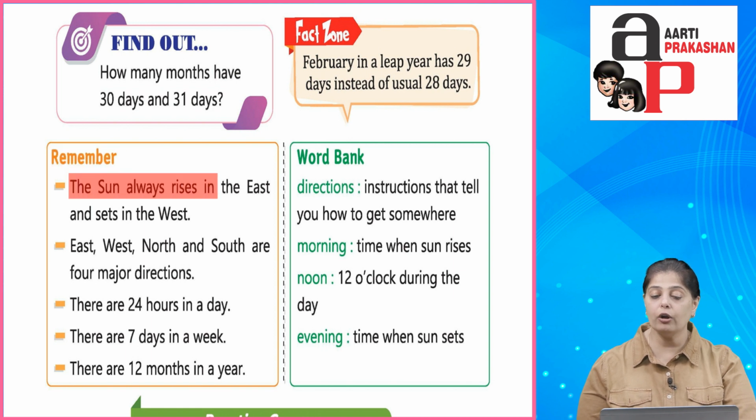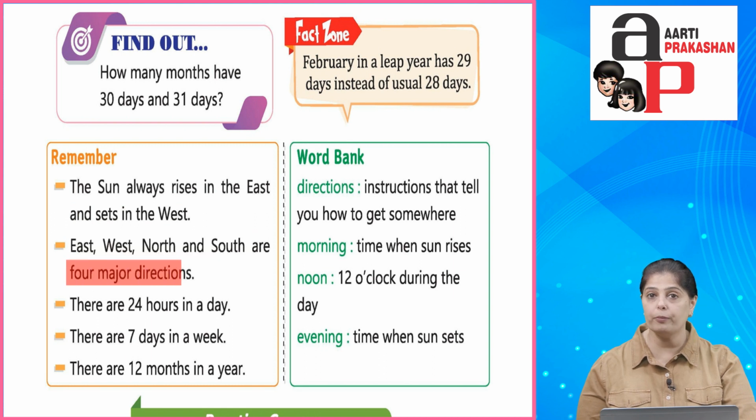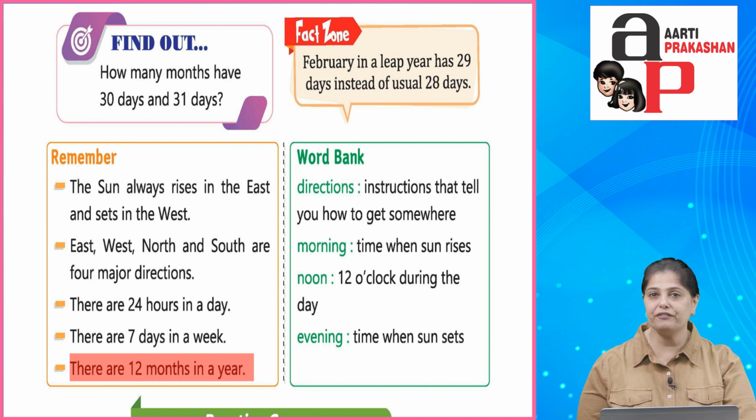Remember, the sun always rises in the east and sets in the west. East, west, north and south are 4 major directions. There are 24 hours in a day. There are 7 days in a week. There are 12 months in a year. These are very easy points to remember. So start reading the chapter so that you remember these main points very well.